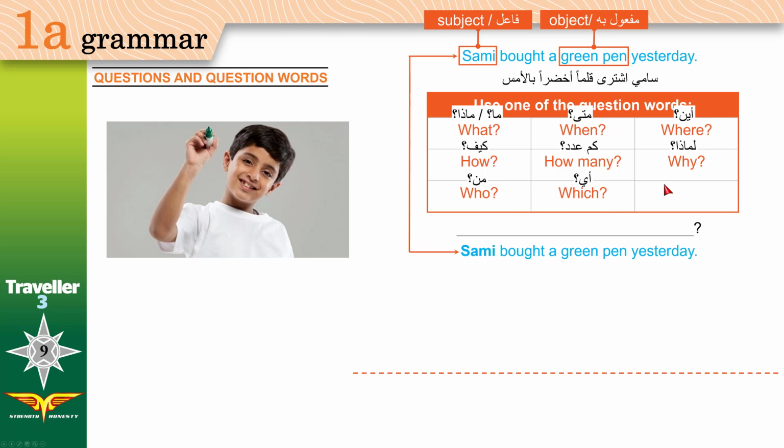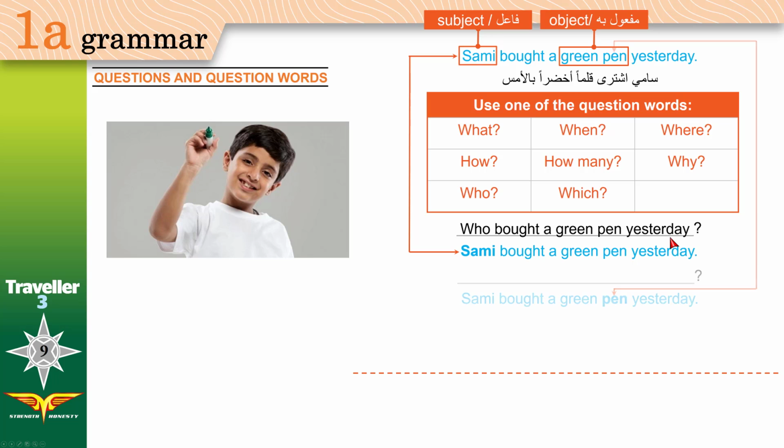Which of these will we use? We will use who. Who bought a green pen yesterday? Sammy is the answer. We will just use who bought a green pen yesterday. Easy, right?